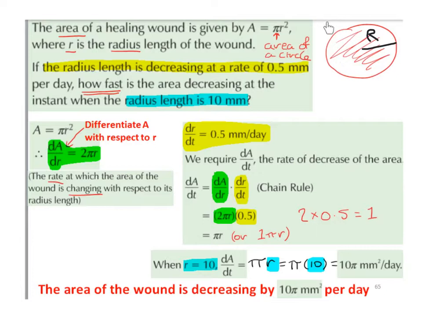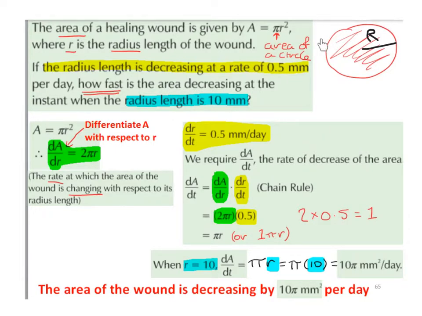And as the area of this circle gets smaller, then obviously the length of this radius will get smaller as well. So the length of this radius is decreasing, so getting shorter, at a rate of 0.5 millimeters per day. So every day, this radius gets smaller by 0.5 millimeters. And we want to know how fast the area is decreasing.